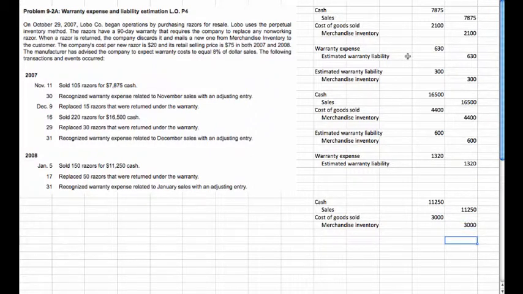Okay, on the 17th, we replace 50 razors. So once again, we have to show that we're no longer liable for those 50 razors that are being returned. So we're going to debit estimated warranty liability. Now, how much was the warranty liability again? 50 razors times $20 per razor, or $1,000. We have to take it out of merchandise inventory.